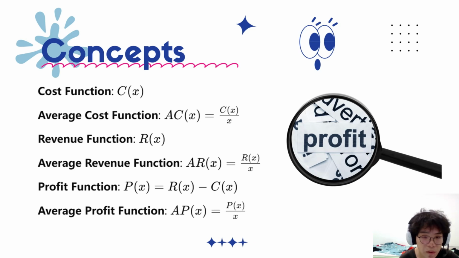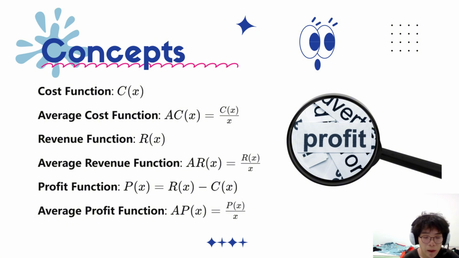We need to know the 6 important functions. The average cost function AC(x) equals the cost function divided by x, and it means an average value of the cost function. Similarly, we can get the average revenue function AR(x) equals R(x) divided by x.